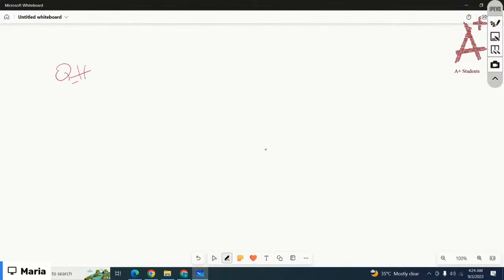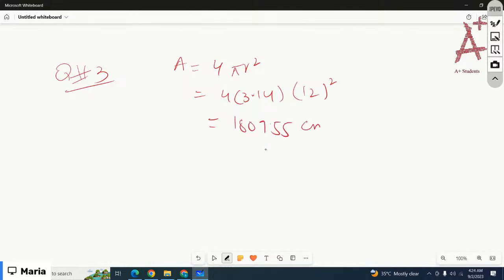Basically, we need to calculate the surface area of the sphere, right? That would be A equals 4 pi r square. So you are given the radius is 12. So it would be 4 times 3.14 times 12 square. Let's just calculate the value. It would be 1809.55 centimeter square, right? So that means the surface area of the soccer ball is 1809.55, right?